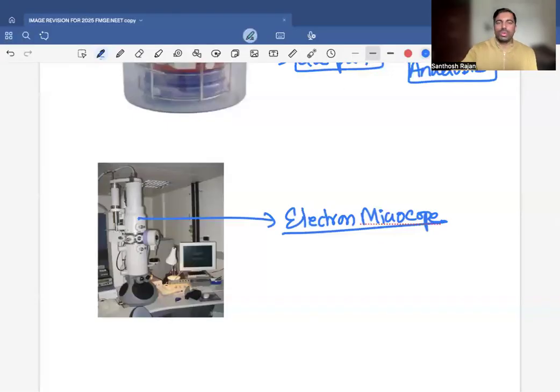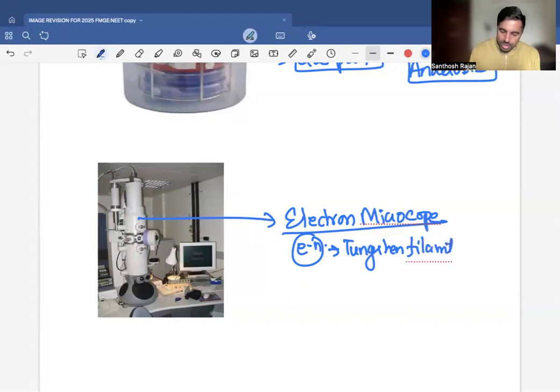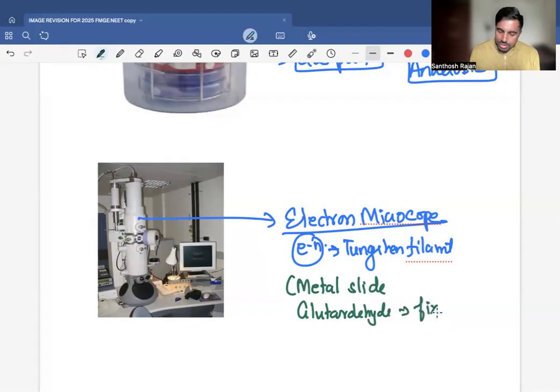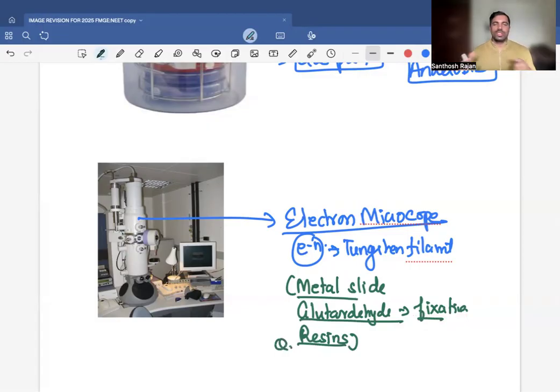So basically, electron microscope, you know everything. Only thing is that electron is the source of light here. That is from the tungsten filament. Here, no light. So we're using electrons only, from the tungsten filament. And another important thing, you're using metal slides, the metallic slide. Okay, you're using metal slides. Important. And the fixative, you're using glutaraldehyde as a fixative, and resin compounds to fix the slide. That's all. These are the things. You're not using glass; glutaraldehyde fixative and resins to fix the slide. That's all. This smear. That's it.